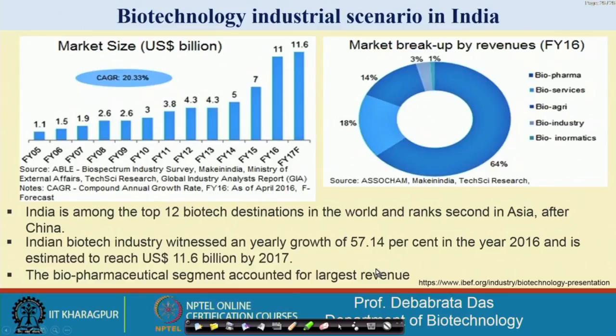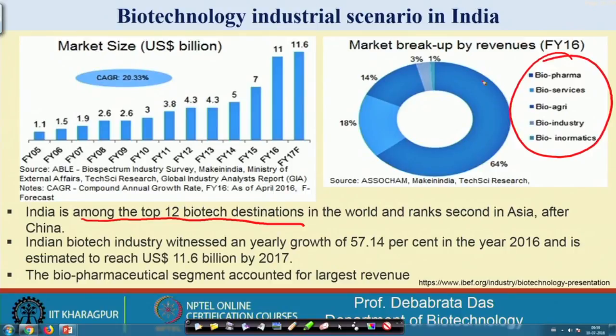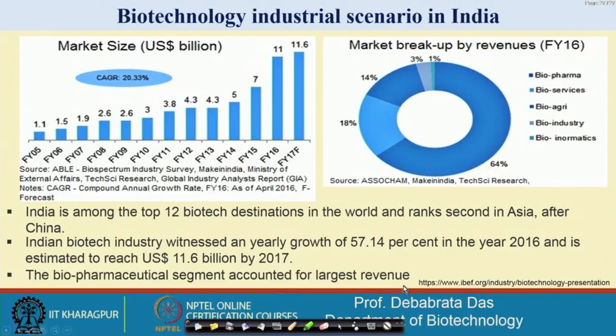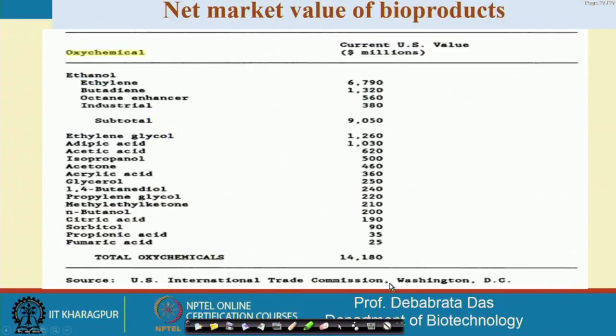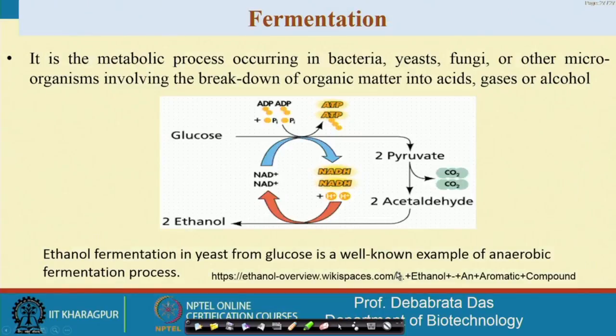And here I want to stress that India is among the top 12 biotech destinations in the world, and ranks again in Asia after China. So we have a lot of potential as far as bioproducts are concerned. This is the bio market that we have, that gives you some impression of how this plays an important role in our country. And these are the different market values of the different products. This has been given here.